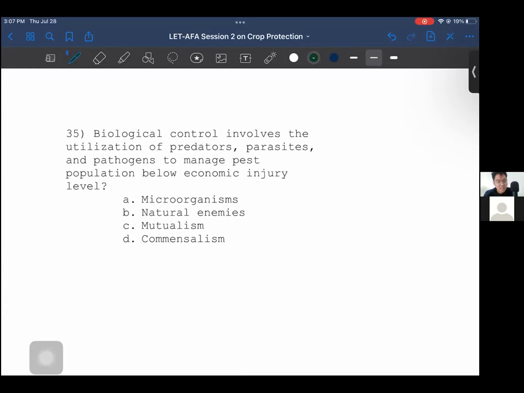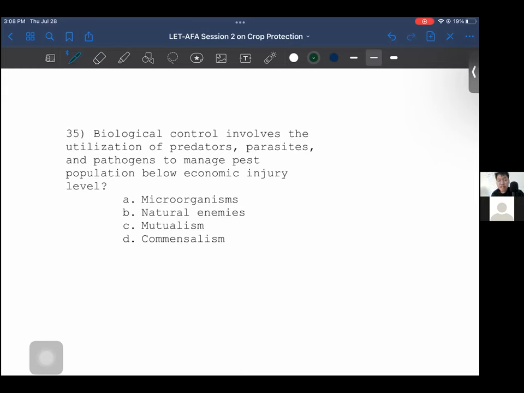Okay, so let's continue. Ayan, so number 35, biological control, which involves the utilization of predators, parasites, and pathogens to manage pest population below the economic injury level. So, alin sa mga ito yan? Is it microorganisms, natural enemies, mutualism, or commensalism?